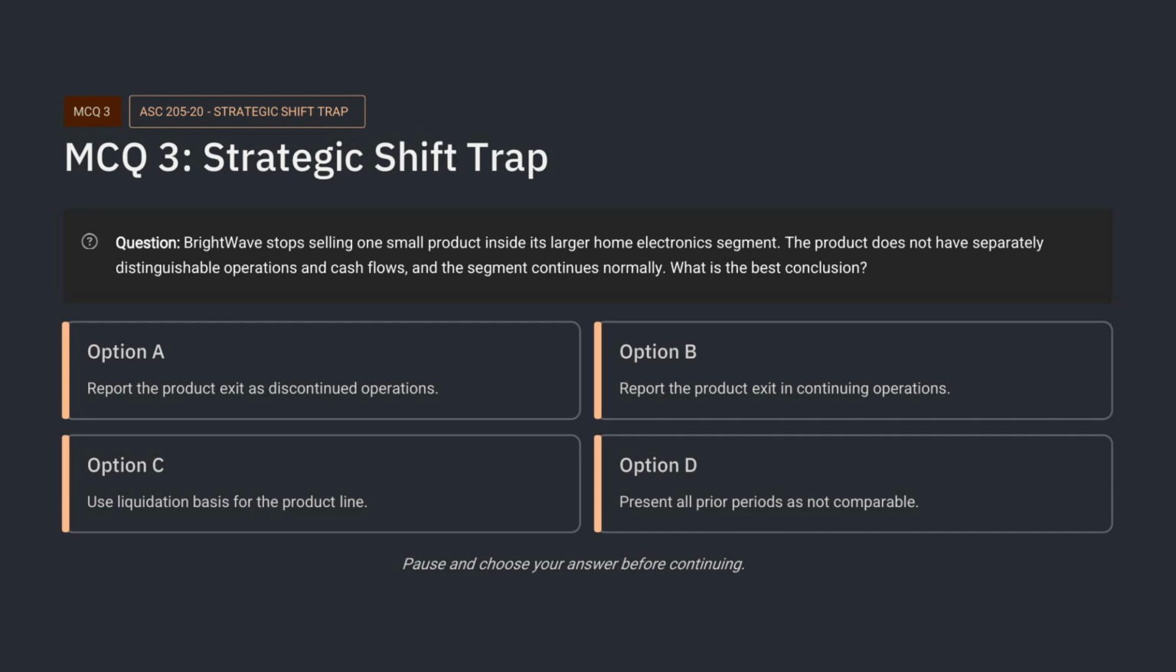This is where students often rush. The word stop selling sounds like discontinued, but accounting does not follow casual language. Ask first, is there a component? Then ask, is there a strategic shift with major effect? Review the facts carefully and choose your answer.